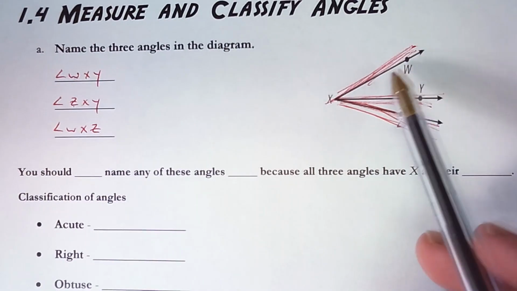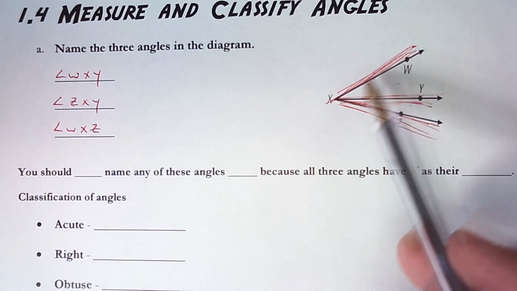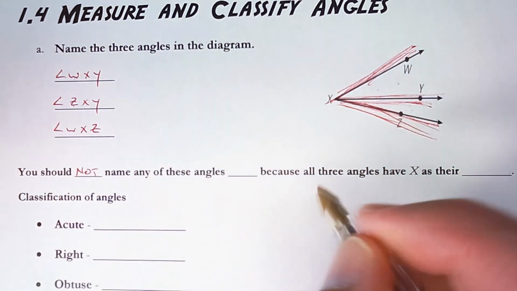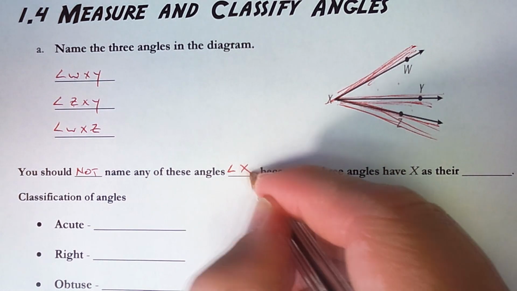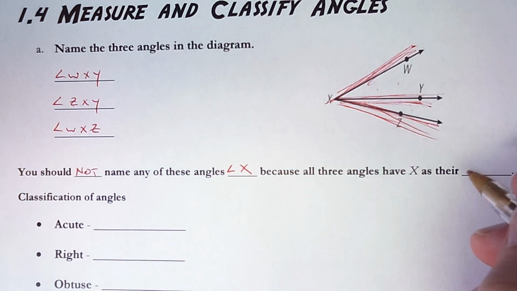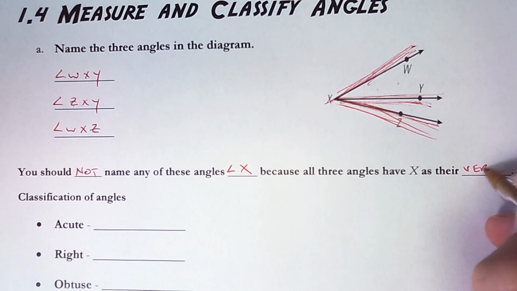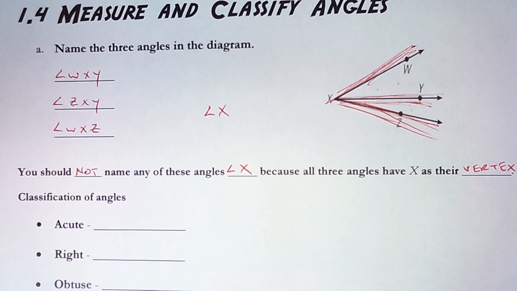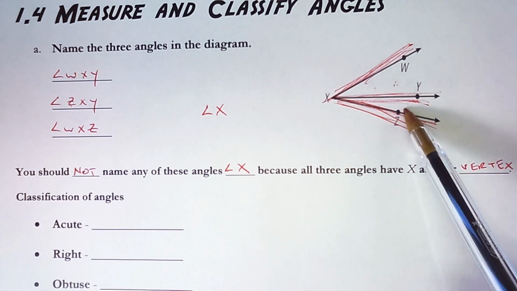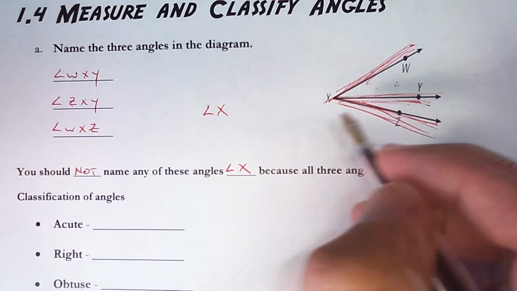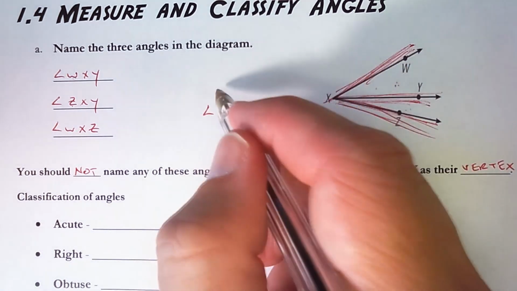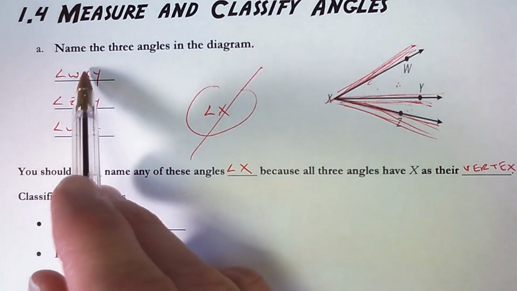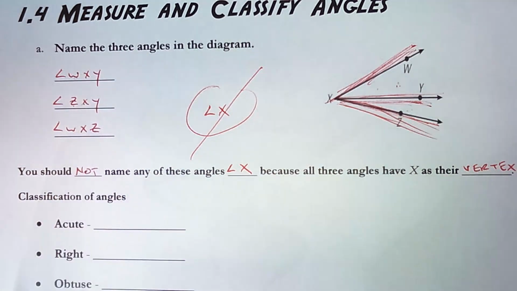But notice this is a situation where I've got more than one angle within one diagram. You should not name any of these angles angle X because all 3 angles have X as their vertex. So if I just said angle X, who knows if I'm talking about this top angle, this bottom angle, or this outer angle. So when I have multiple angles within a diagram, I cannot name it just by the vertex. I have to go 3 letters with the vertex in the middle.